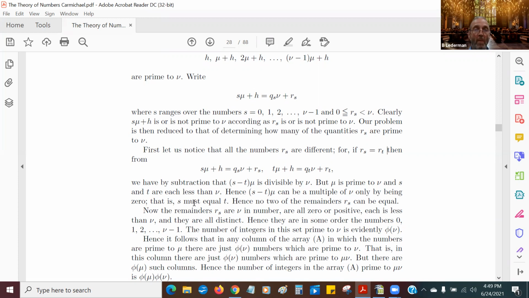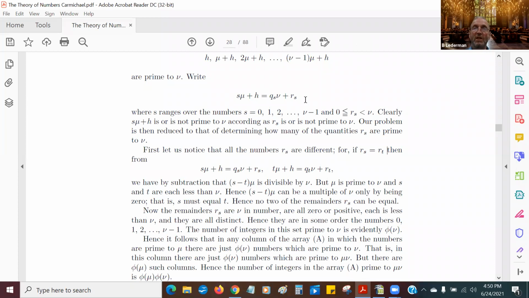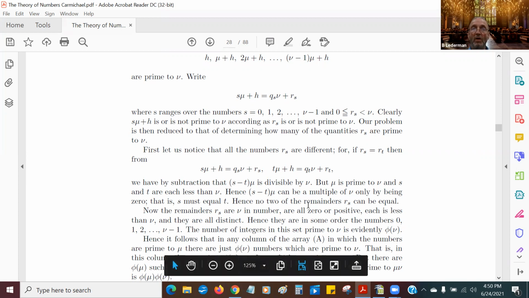Now, that's not necessarily impossible, it just shows that if two remainders are equal, then S and T have to be equal. So anyway, therefore, no two of the remainders RS could possibly be equal.